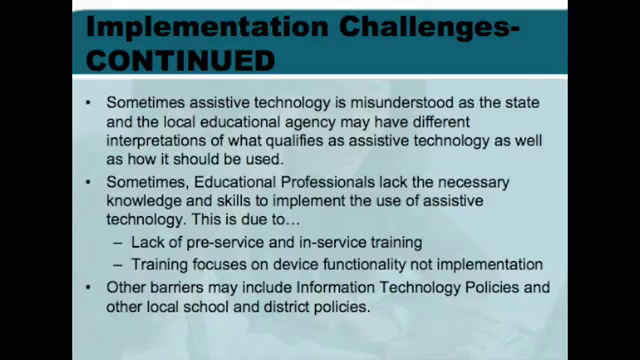Sometimes assistive technology is misunderstood as the state and the local educational agency may have different interpretations of what qualifies as assistive technology as well as how it should be used. Sometimes educational professionals, teachers if you will, lack the necessary knowledge and skills to implement the use of assistive technology. This is due to the lack of pre-service and in-service training. Or the training focuses on device functionality but not implementation. Other barriers may include information technology policies and other local school and district policies.